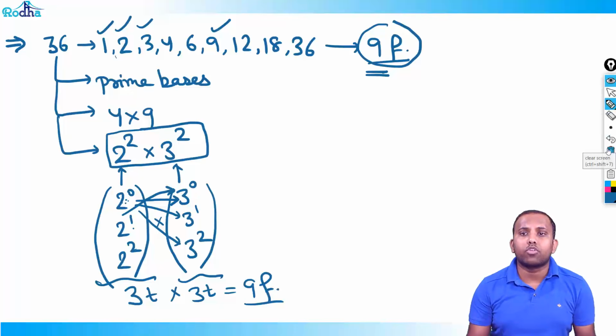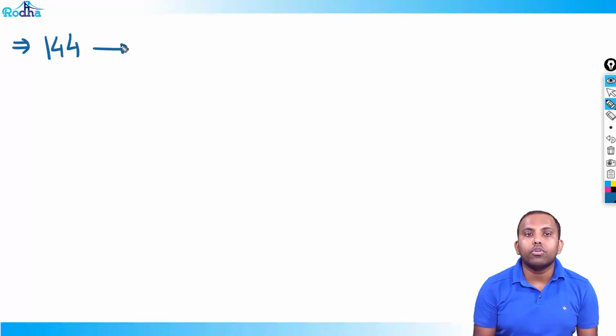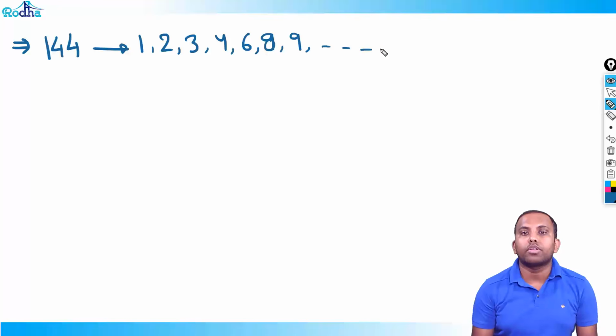Let's extend this concept. For example, take a number like 144. How many factors does 144 have? We don't need to list down all the factors. We can list them: 1, 2, 3, 4, 6, 8, 9 and so on, all of which divide 144. But I don't need to write down all those factors. I can simply do it my way.